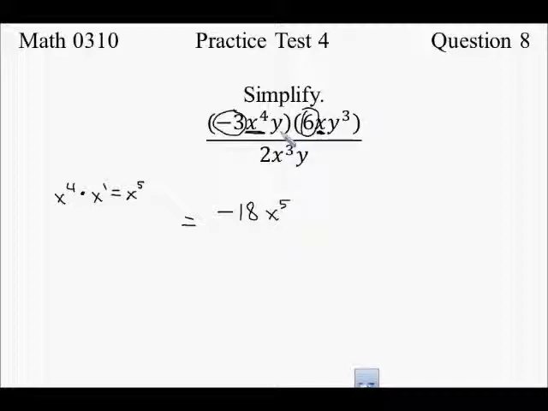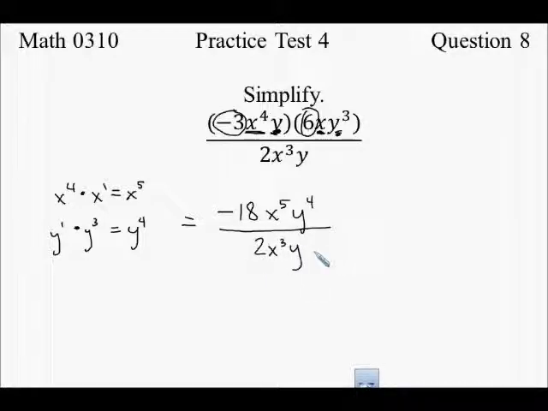And now looking at y times y cubed. So again, y would be like y to the 1st power times y to the 3rd. And we can see that when we multiply those, just like before, we're going to add those numbers. So that's going to give us y to the 4th. So we have y to the 4th on top here. And now our fraction bar there. So on the bottom, we'll just keep our 2x cubed y before we go on to the next step. Okay, so our top is simplified, our numerator is simplified.